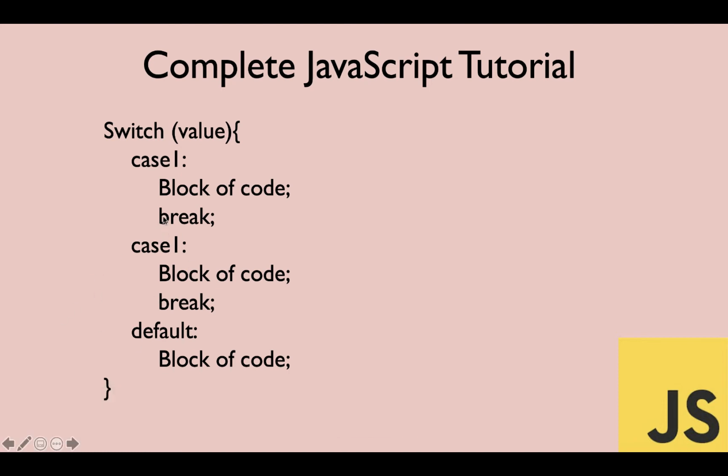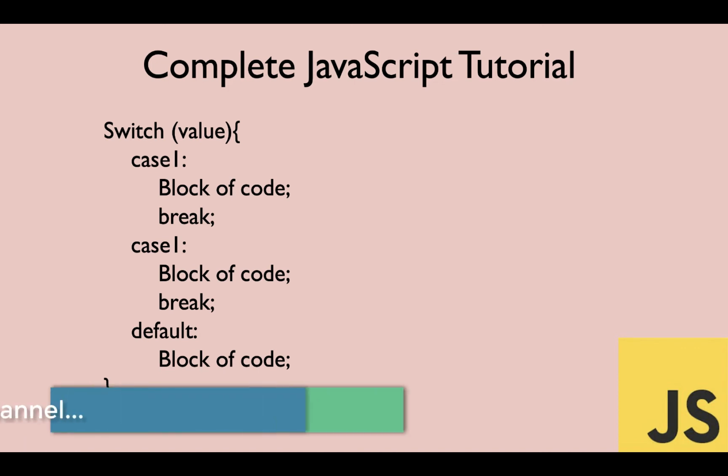For instance, if this particular break statement is not present, even if this condition is fulfilled, the cursor will go to the second step and it will execute this block of code. So that is why we need this break statement, and it is very important for us to use it in a switch statement.